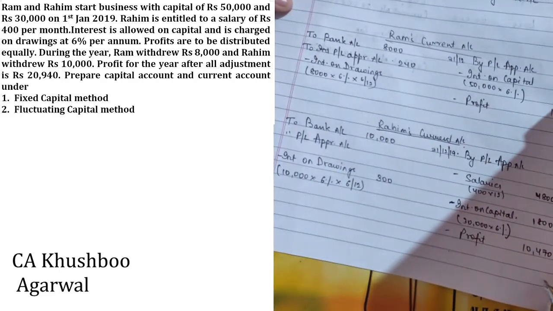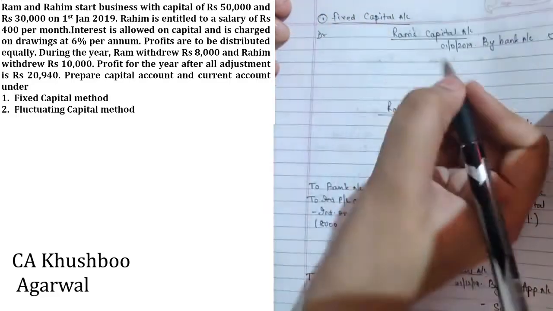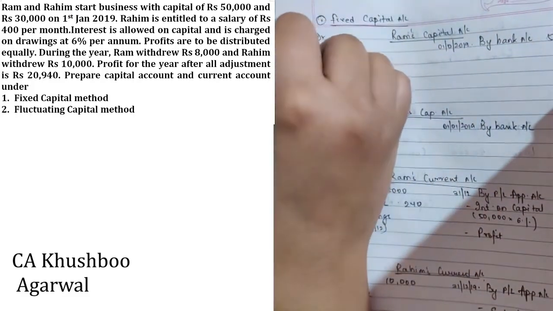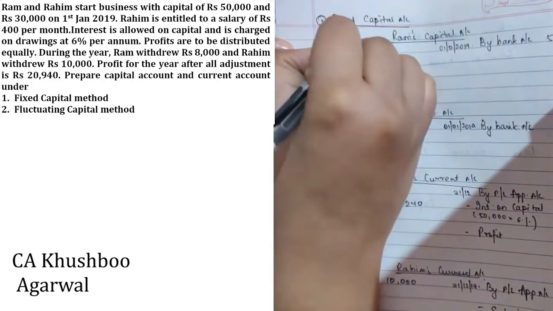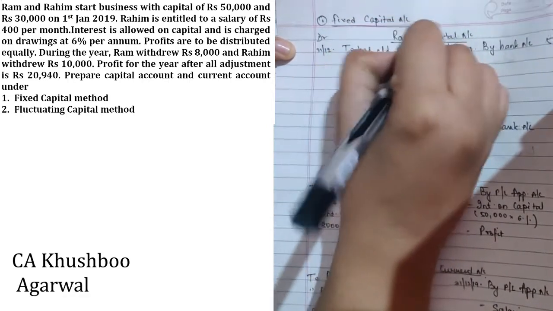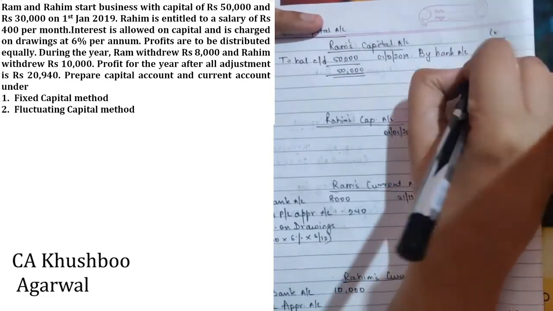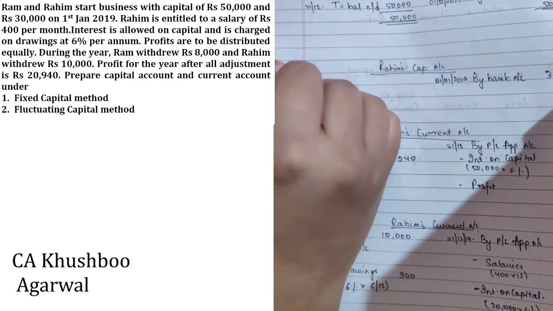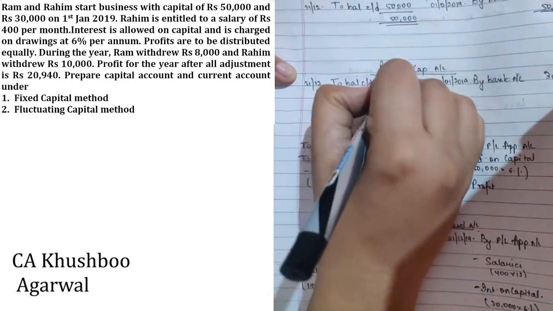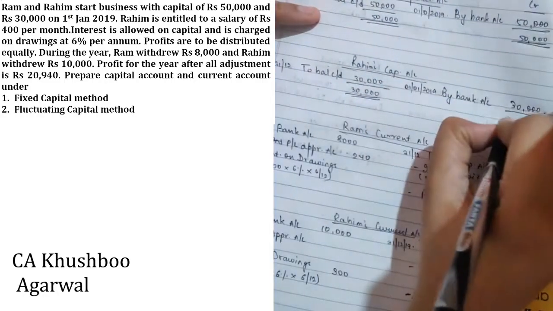So now that we have treated all the adjustments that have been given in the question, let us balance the account. So Ram's capital account, there has been no withdrawal or addition to the capital. So on 31st December, to balance carried down is 50,000 rupees. Similarly, in case of Rahim, to balance carried down for capital account will be 30,000 because there was no addition or withdrawal of capital.